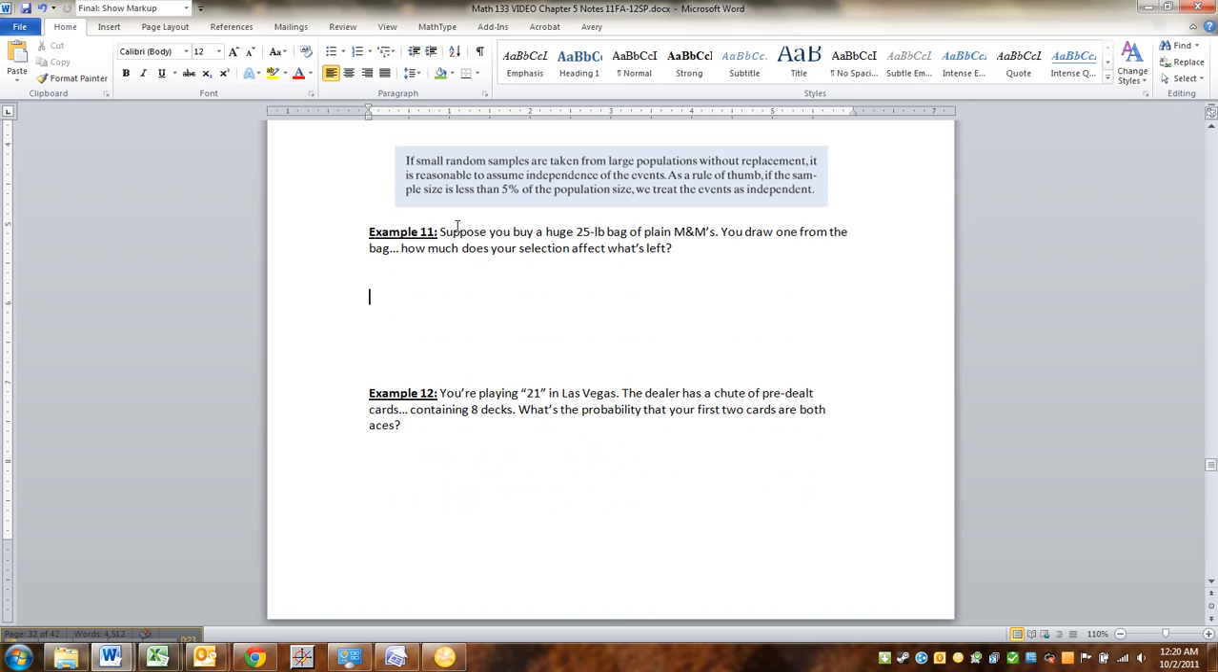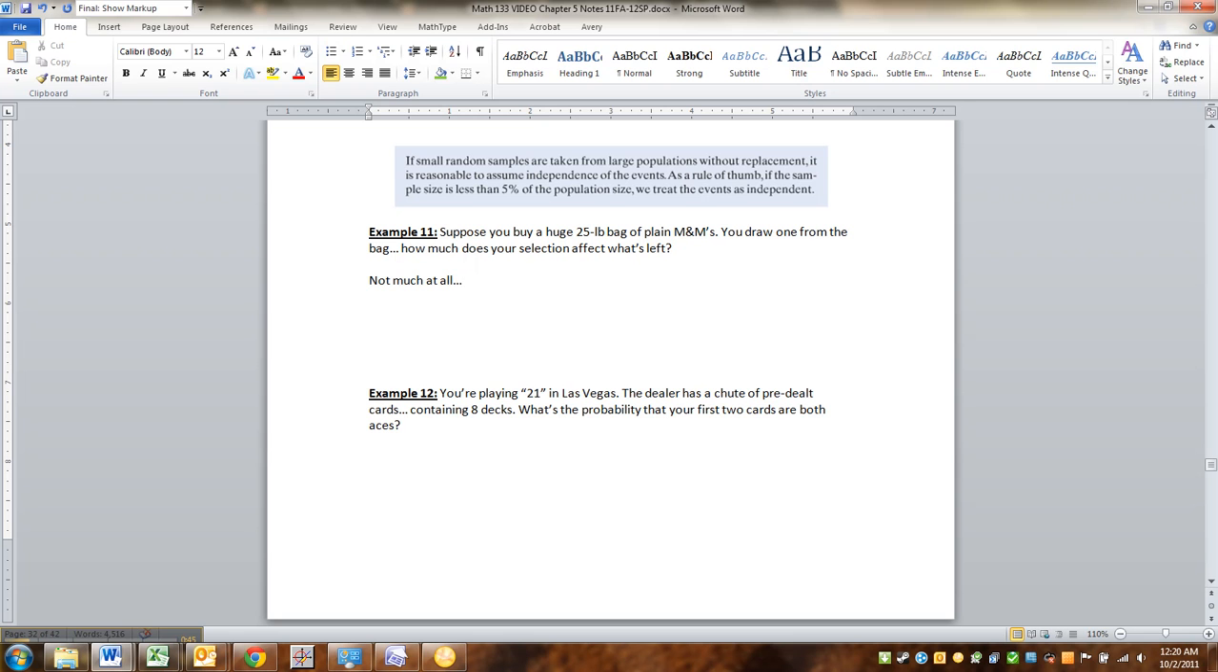Well, let's just look at this. You buy a huge 25-pound bag of plain M&Ms. That's the kind of thing you have to order from the supplier. They're huge bags, almost like garbage bags full. So you draw one M&M from the bag. How much does your selection affect what's left? Not much at all, right?